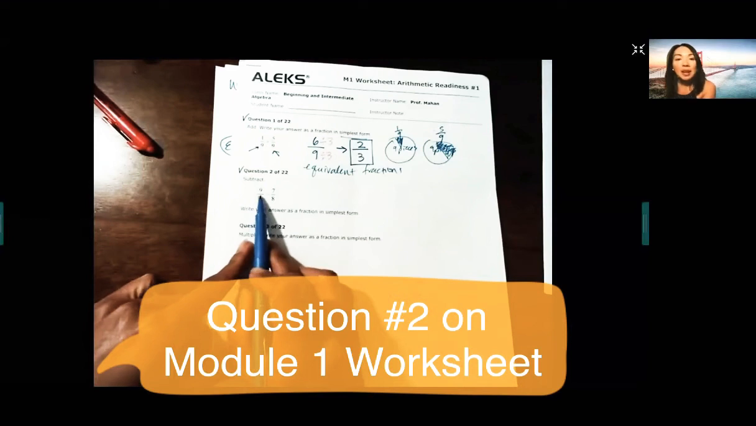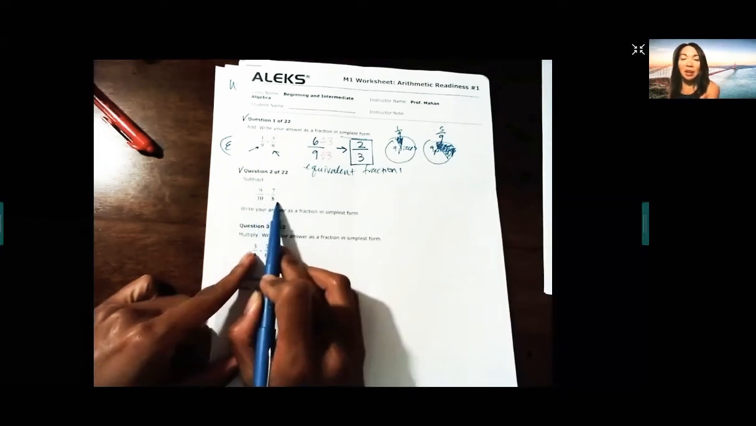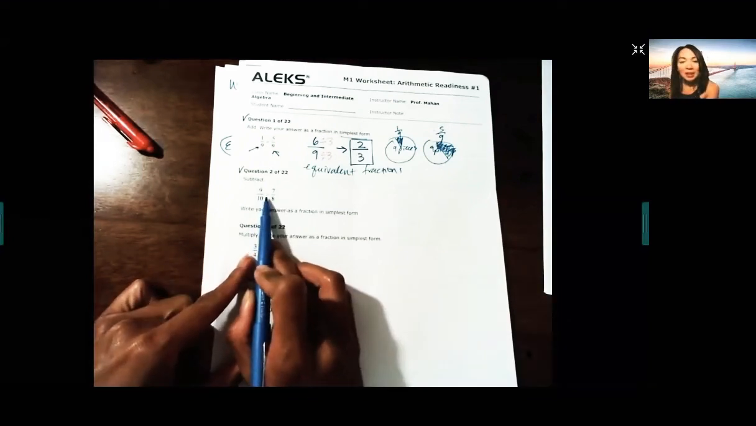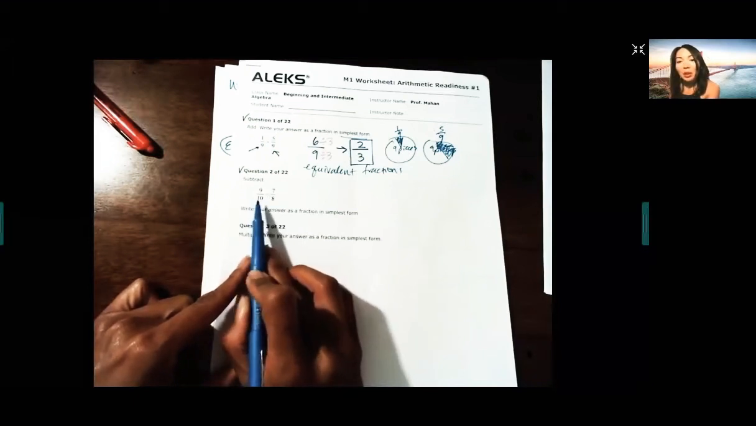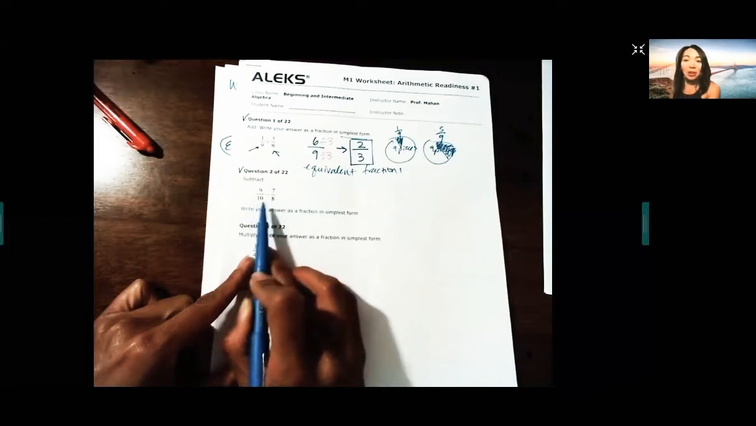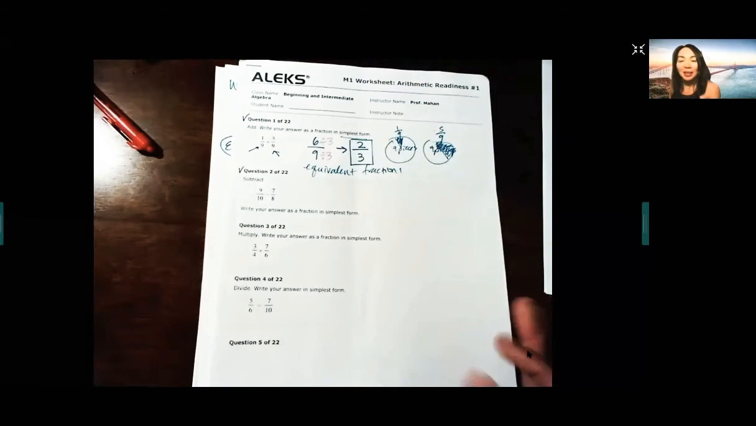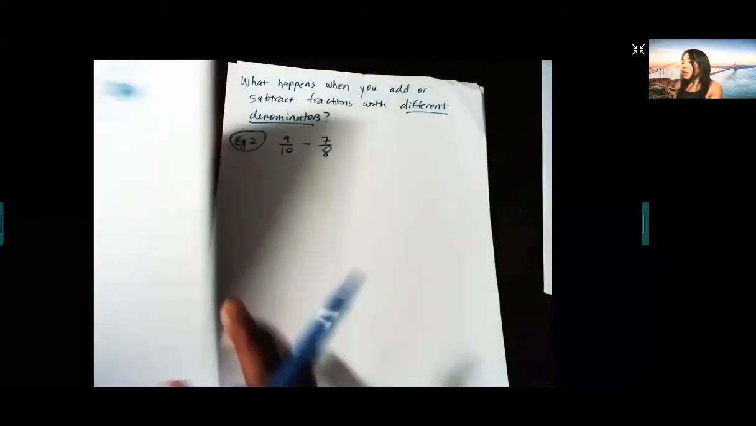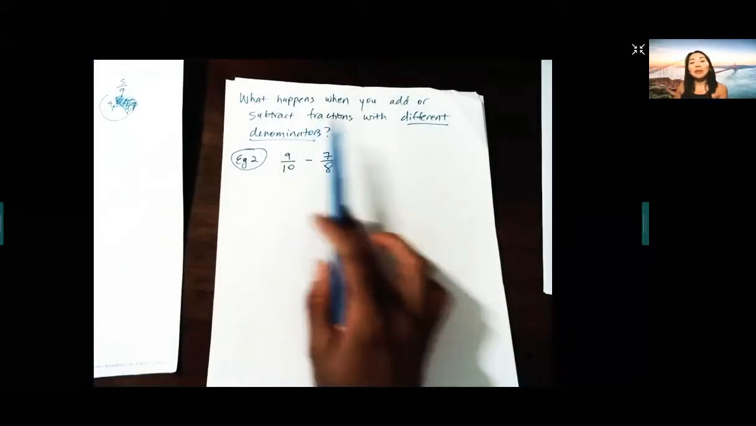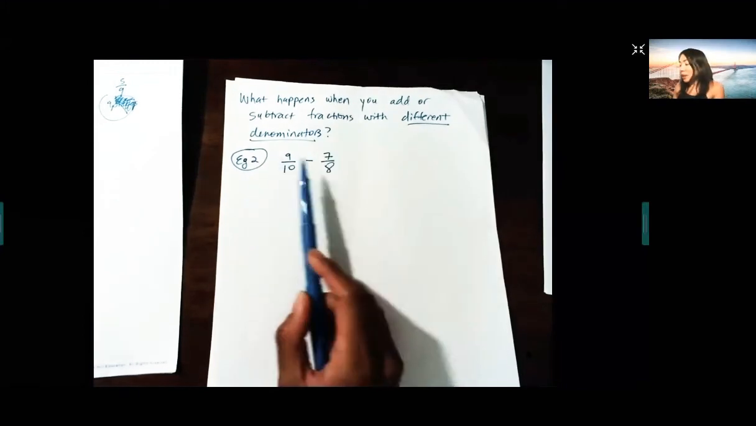Notice the question is 9/10 minus 7/8. So again, the verb is still minus. And when I see minus and I look at the denominators, I notice that 10 and 8 are not the same. So I say, this means I've got to do work. I can't just add or subtract them as is. So what happens when you add or subtract fractions with different denominators? Like this problem here.